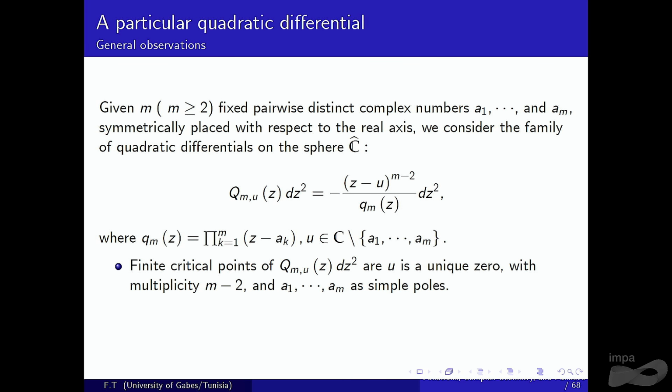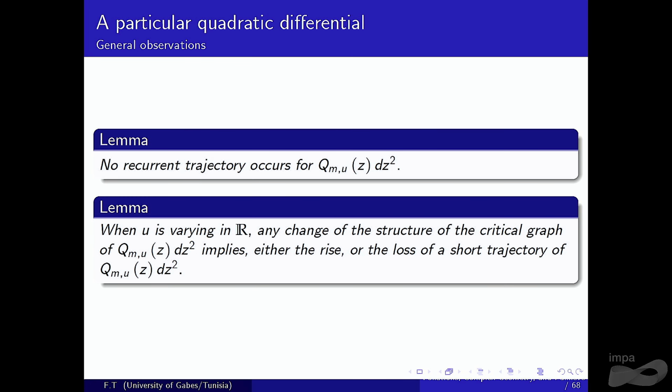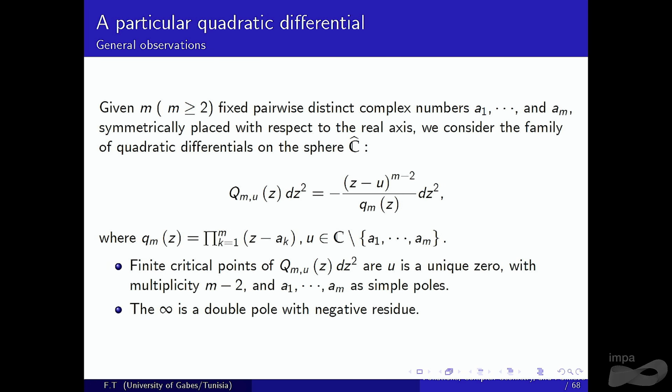Now we are interested in a general quadratic differential in this form. We can investigate the trajectories of this quadratic differential. In fact, we have only one finite critical point, which is a zero of multiplicity m minus 2. And infinity is a double pole with negative residue, and all the points a1, a2, am are simple poles.